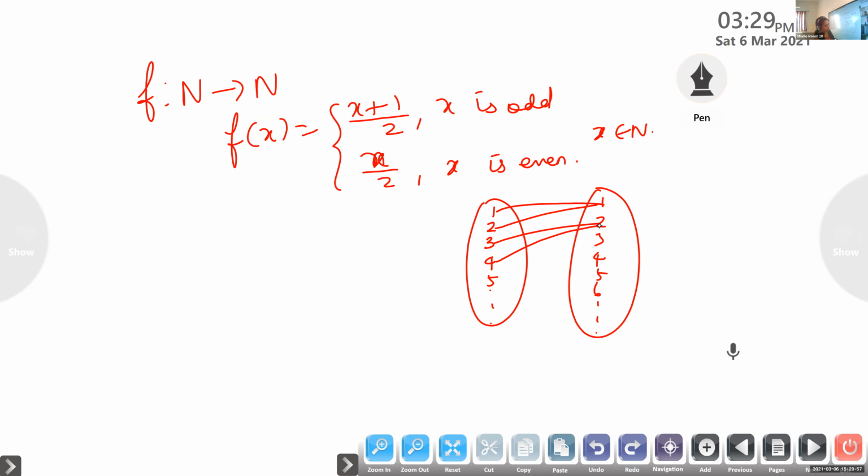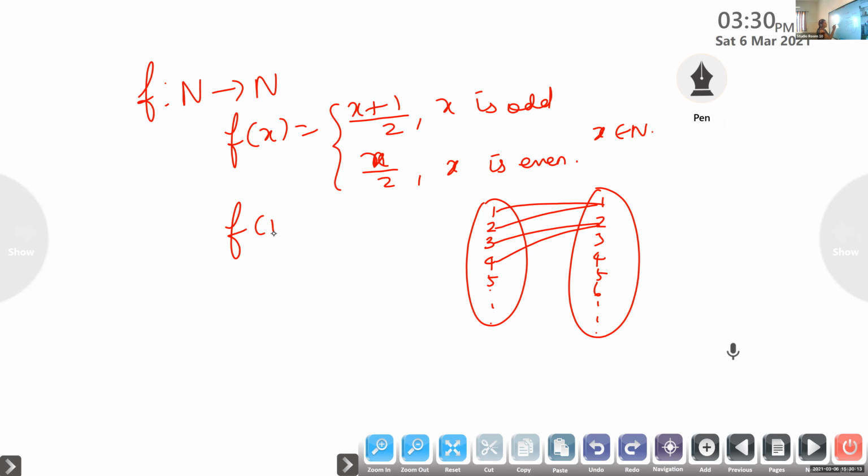Is it onto? Yes, isn't it? This is onto. Three majors are there, but it is not one-one. Therefore, it is not a bijection. So you can give the answer.